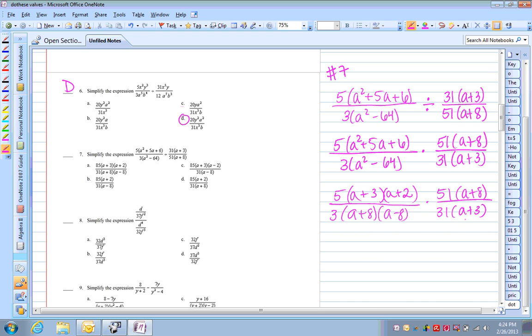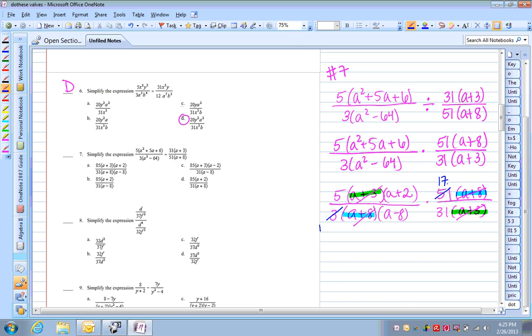Okay? Well, I realize that I have an a plus 3 on the top and an a plus 3 on the bottom. And then I have an a plus 8 on the bottom and an a plus 8 on the top. So I can go ahead and scratch those out. Okay, and then I can also now look at my numbers and realize that I can reduce the 3 and the 51 to be 1 and 17.